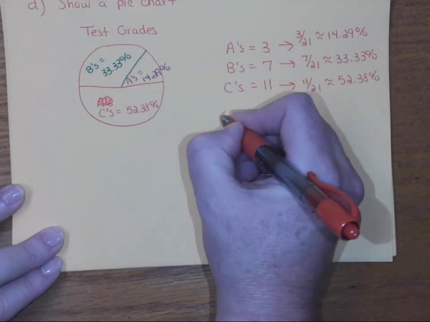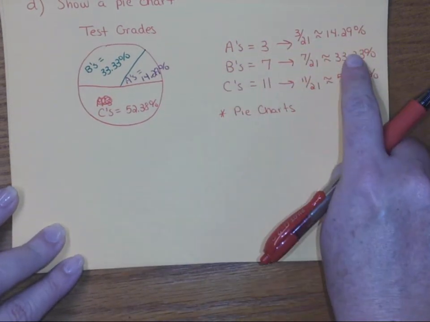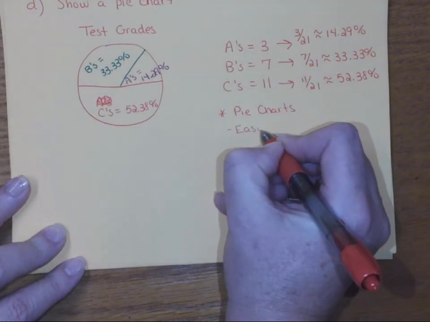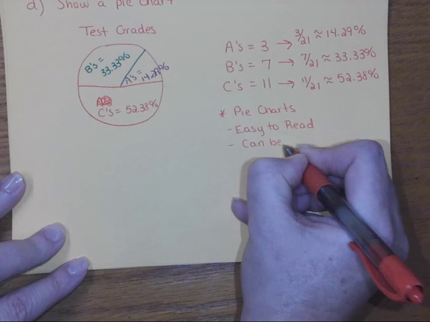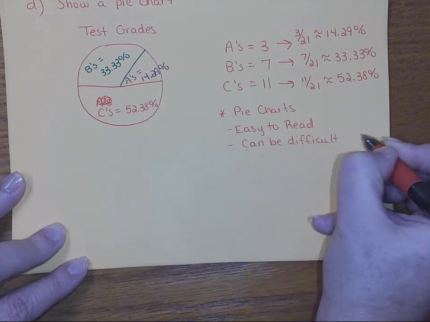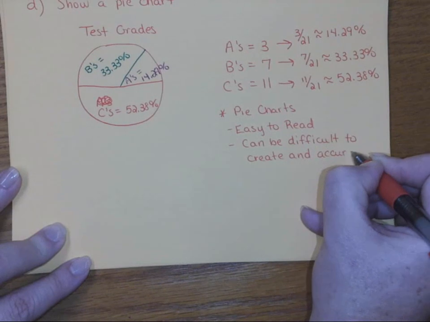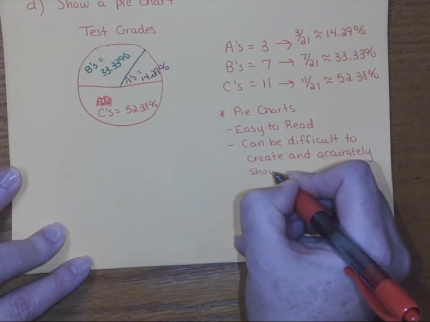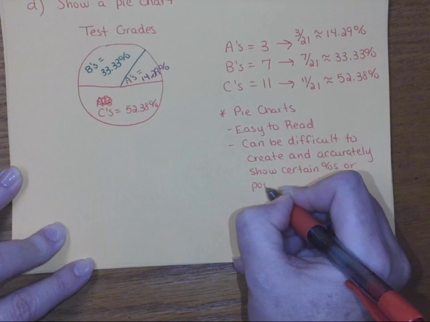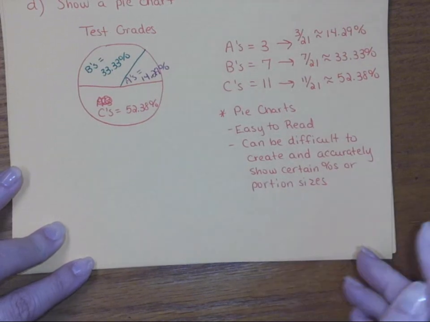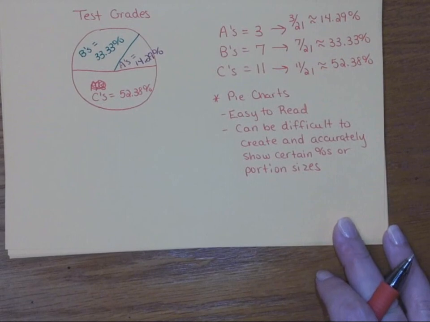Okay, so let's talk about pie charts. I don't think I have to tell you that it might be difficult for students to create a pie graph. I think we can say they're very easy to read. In other words, if it's already done for them, I think our students won't have trouble with that, but it can be difficult to create, and certainly to accurately show certain percentages like the one we just looked at. So it can be difficult to accurately show certain percentages or portion sizes. If I were going to have my students create pie charts, I might pick data that was pleasant, like some that worked out to be 50%, 25%, things that I think they could easily split the circle up into.